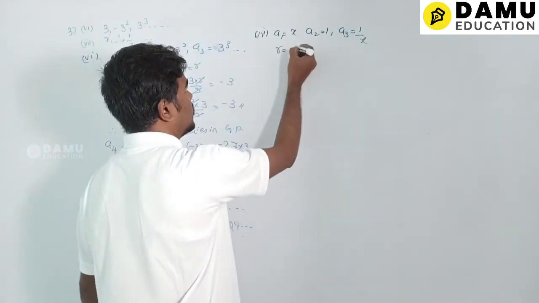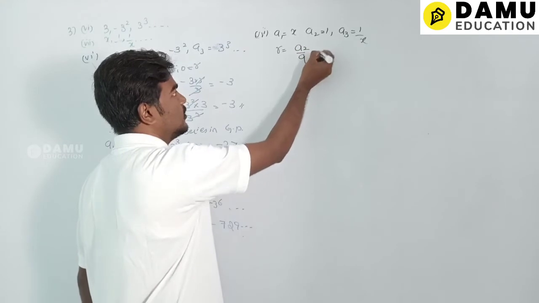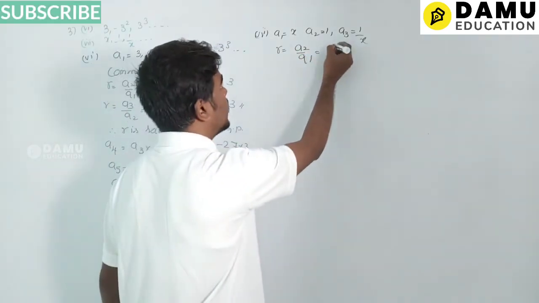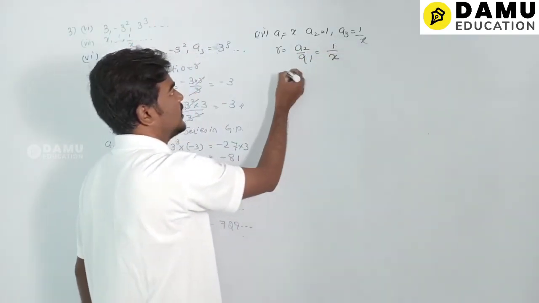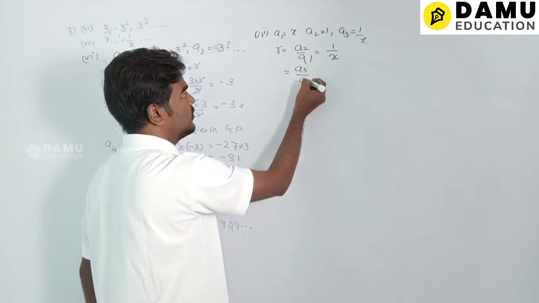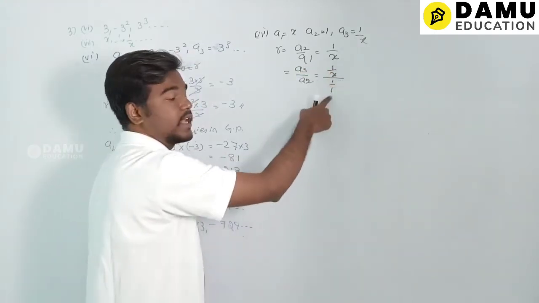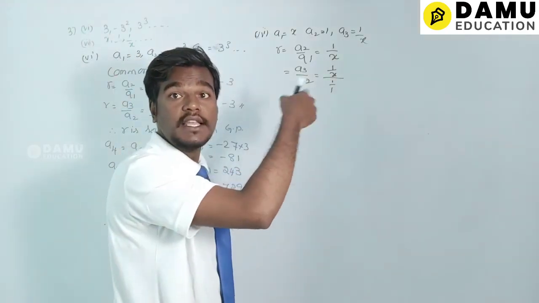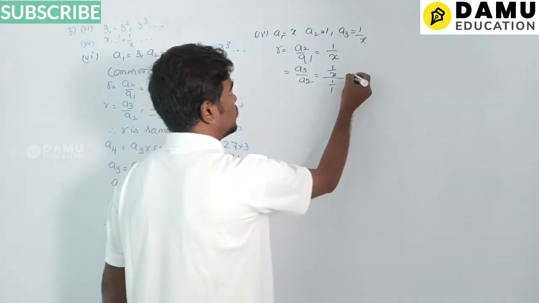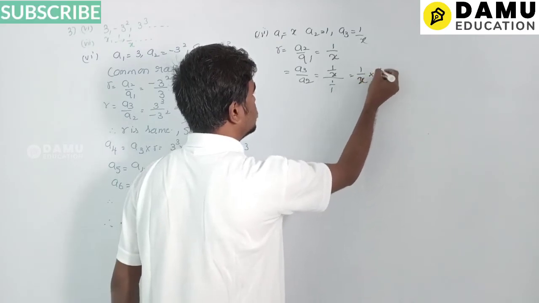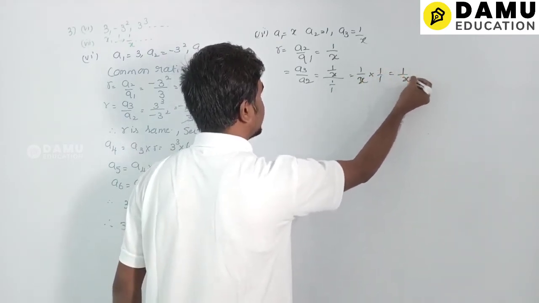So R will be equal to A2 by A1. So A2 will be equal to 1. A1 will be x. Then A3 by A2, sorry. So 1 by x divided by 1. 1 you can write as 1 by 1. Don't get confused. So 1 by x into 1 by 1. That is 1 by x.